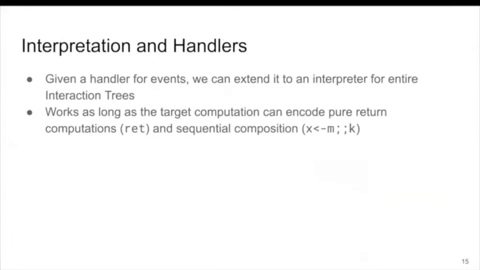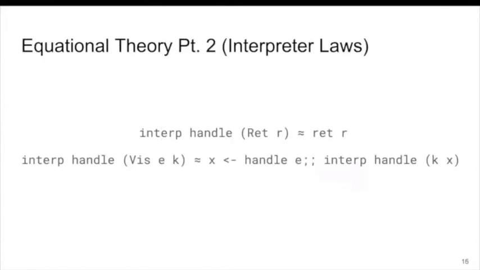So once again, when we have a handler like this, we can extend it to an interpreter over the entire interaction tree automatically. And we can do this as long as the target semantic domain can encode pure return computations, denoted ret, and sequential composition, denoted with this bind notation that we've seen a couple of times before. And how this works, we can see with the following equations.